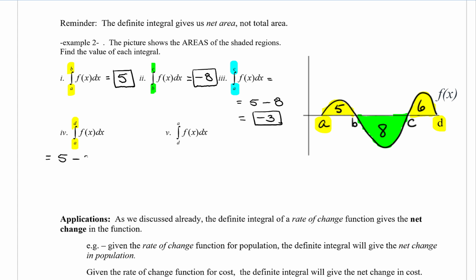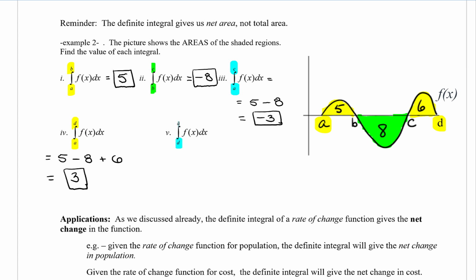We're going to have to add up all of these shaded regions now. So I'm going to have to add up 5 minus 8 plus 6. So 5 minus 8 is going to give me a negative 3, and then negative 3 plus 6 is going to give me a positive 3. So the answer for this integral is positive 3. We're going to box that in.